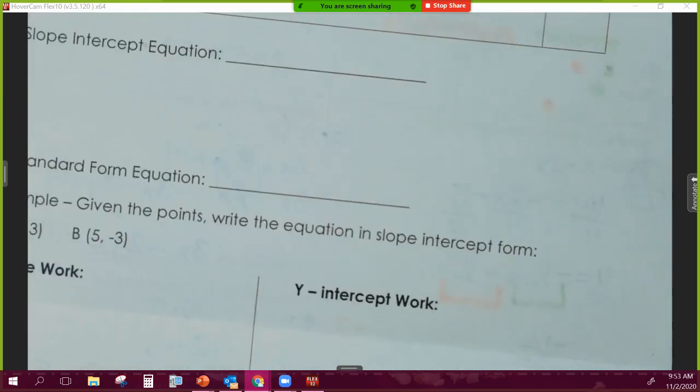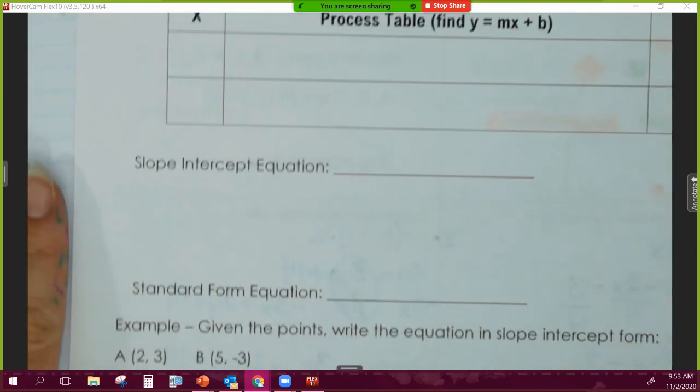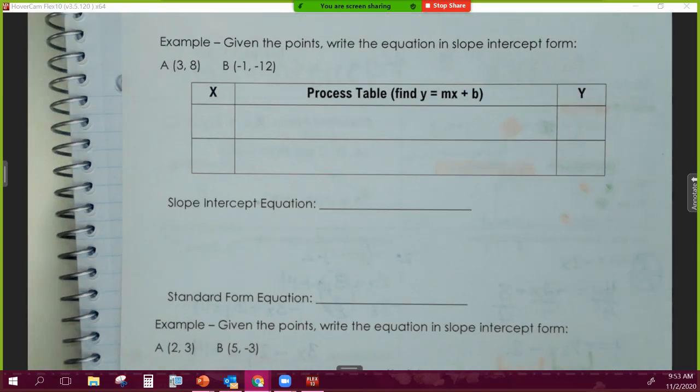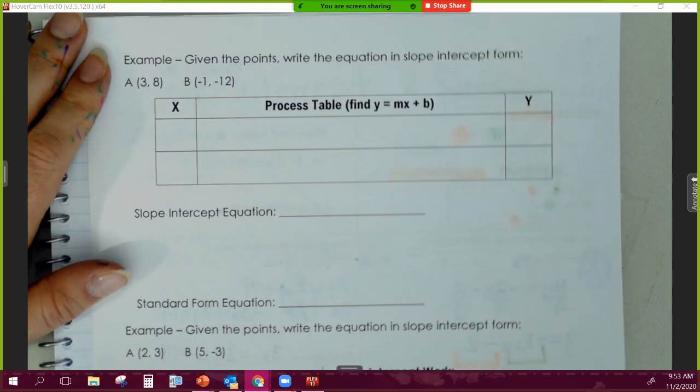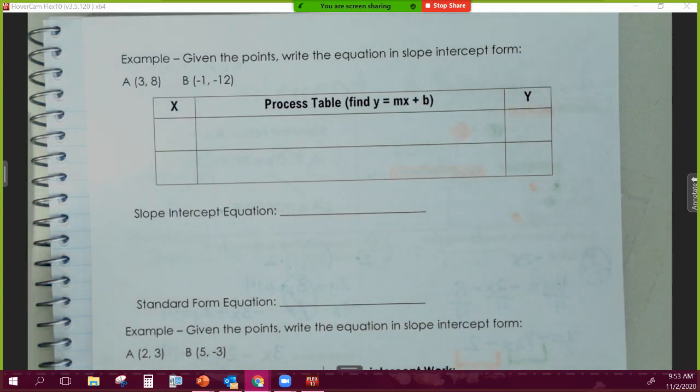Okay, so on the back, these are going to be the other kind of problems that you're going to see on your practice for today and tomorrow. So sometimes it's going to give you 2 points, and from those 2 points, it wants you to find the equation. So we're going to look at 2 different methods for how to do that.